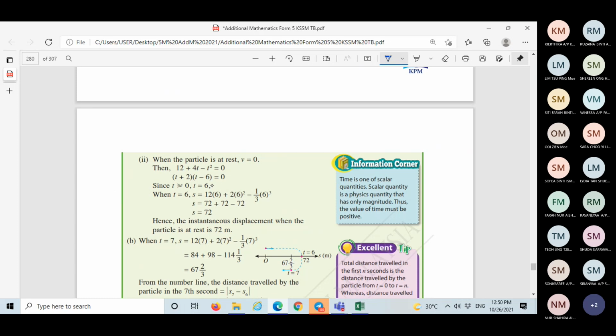It means this question is actually asking for the displacement when t equals 6, but the question is set in a more difficult way. They don't tell you t equals 6; you have to find it. They give you conditions: the particle is at rest. At rest means v equals 0. This one you have to remember. So when t equals 6, replace the t with 6 in the function of the s, you get s equals 72.